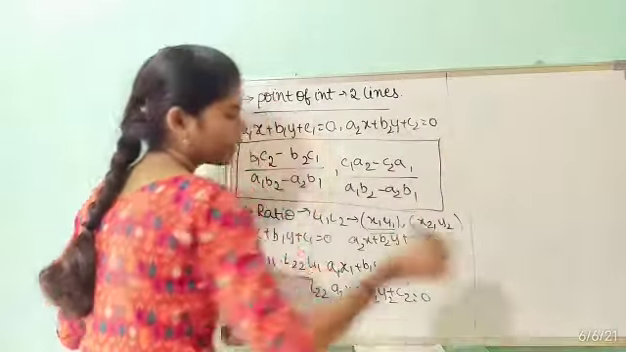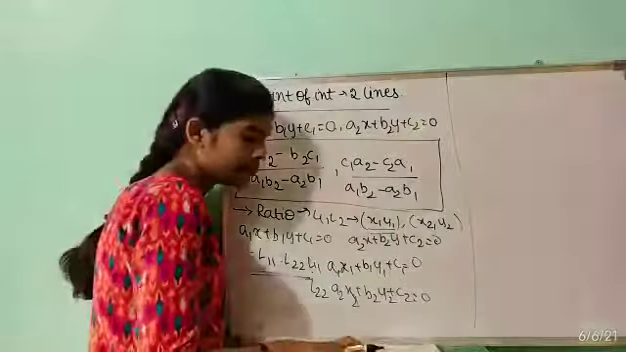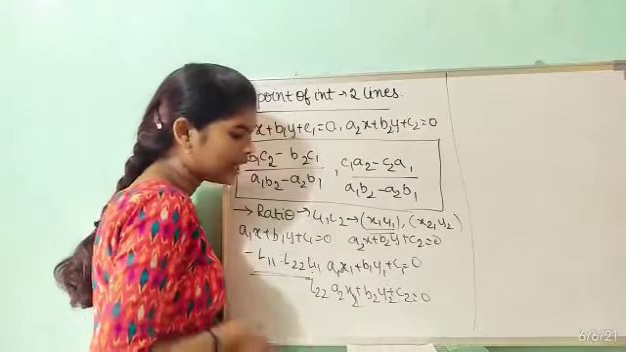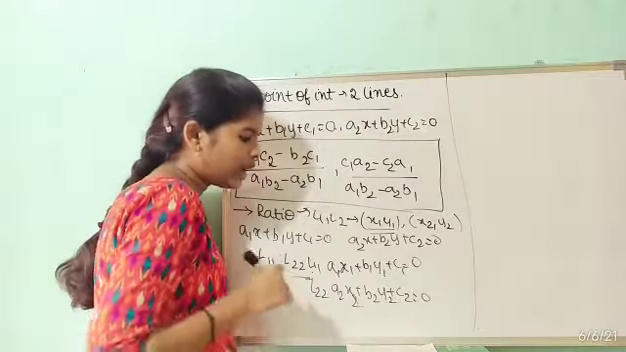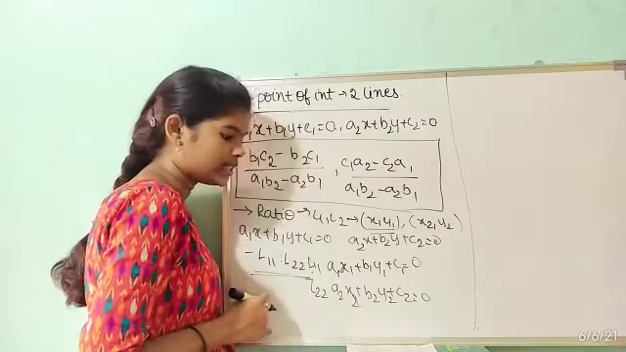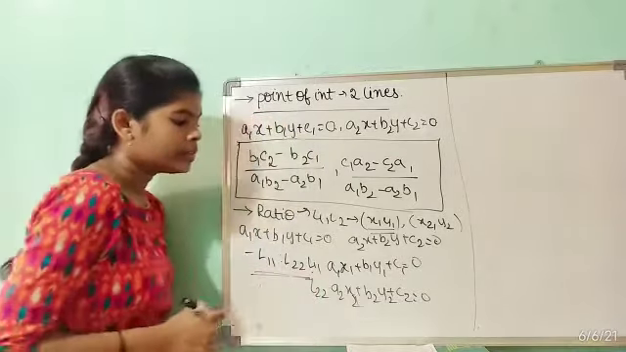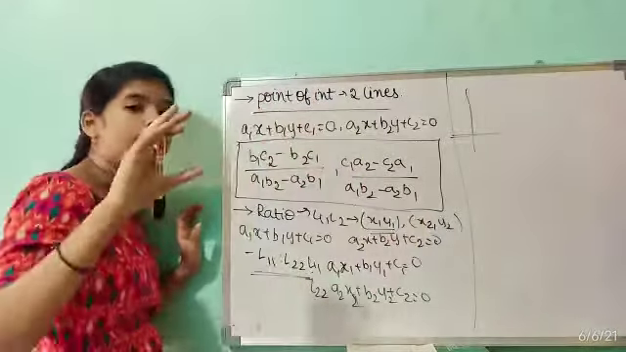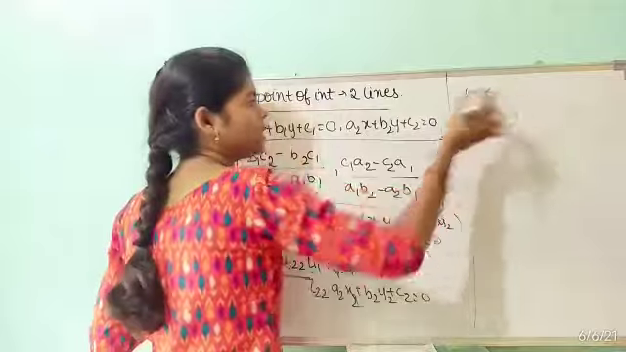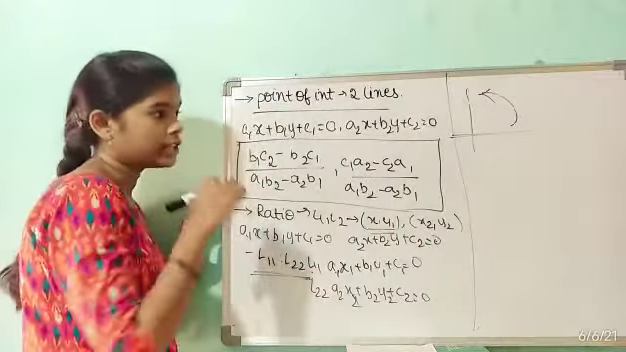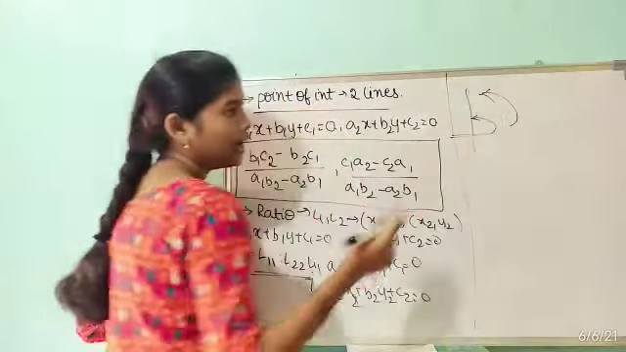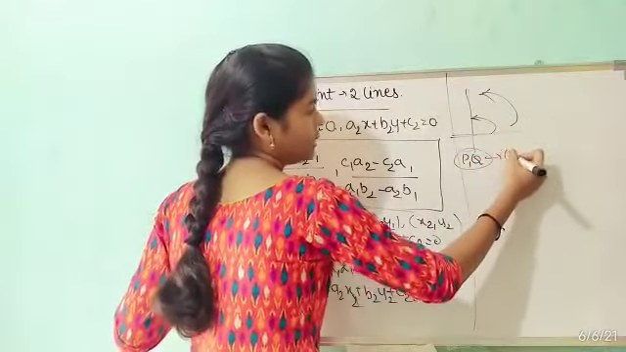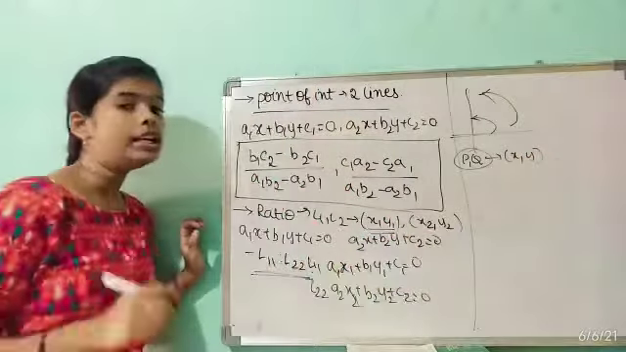Okay, and another formula is given. I'll read it out. If the coordinate axes are rotated about the origin in an anti-clockwise direction, and P and Q are the intercepts made by the new axes straight lines, then what will be the equation? So suppose this is a coordinate axis, and if we rotate this coordinate axis in the anti-clockwise direction, then P and Q are the X and Y intercepts. Then what will be the equation?